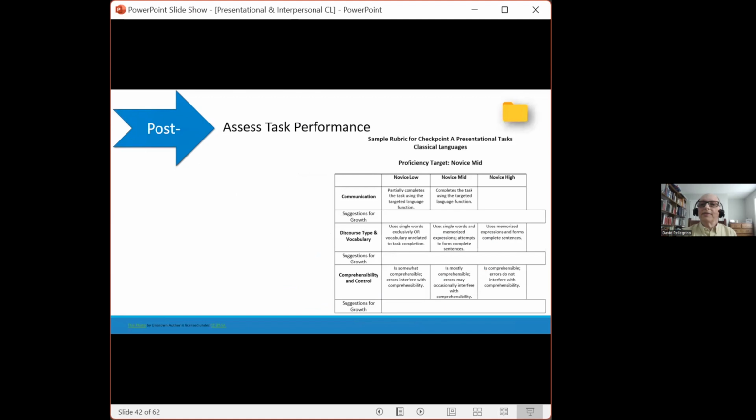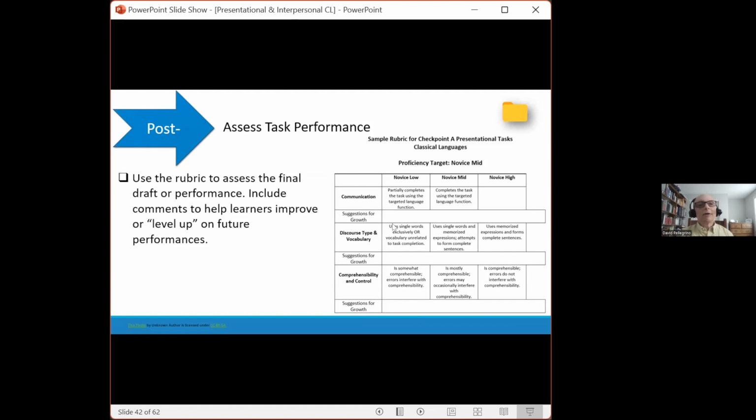Finally, it's time to assess the product and give the students some feedback. You can use the rubric you gave them way back in the pre-task stage, or you could use one like this on the right. On this rubric, there are spots for including warm and cool comments to help them make improvements or just to help them level up. You will also see that there is a novice high column on this sample rubric. That is for when students exceed expectations.